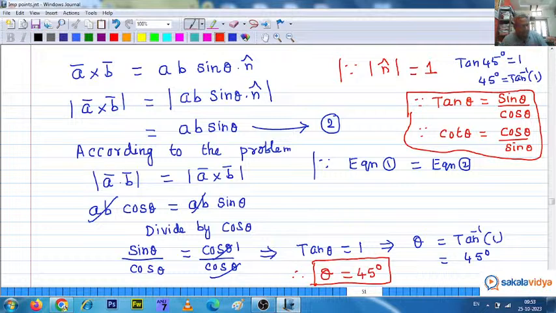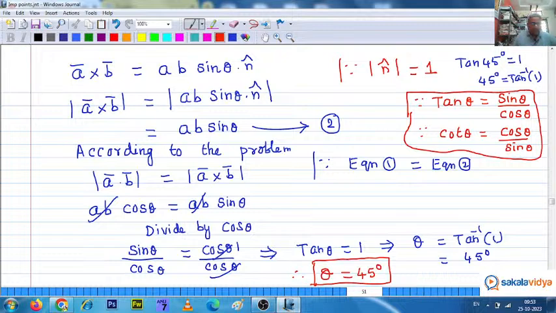So what does the result mean? If the magnitudes of the dot product and cross product of two vectors are equal, then the angle between them is 45 degrees. You can state it like this and remember it forever. While solving objective type questions directly without paper and pen, you can write 45 degrees. Repeat once again: if the magnitudes of the dot product and cross product of the two vectors are equal, then the angle between them is 45 degrees. I hope it is very clear.